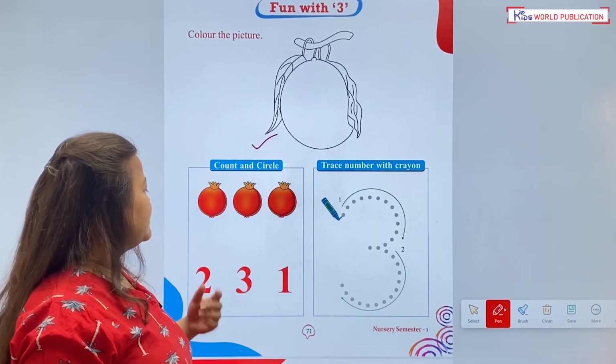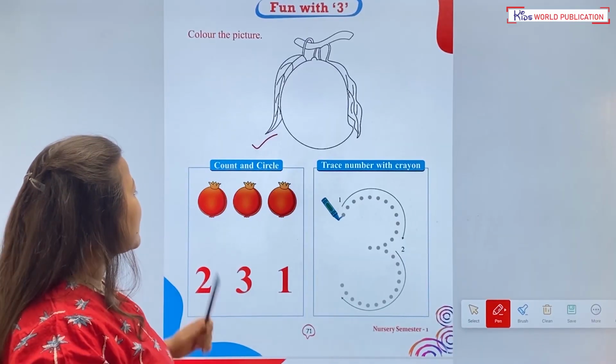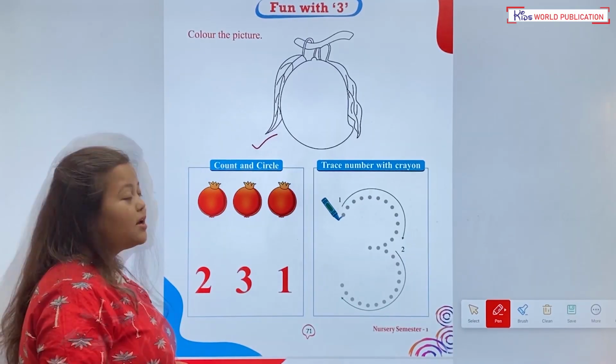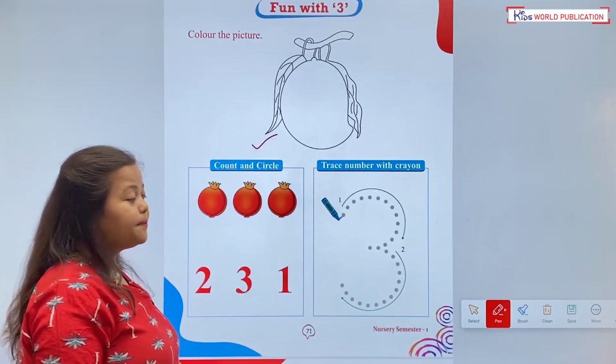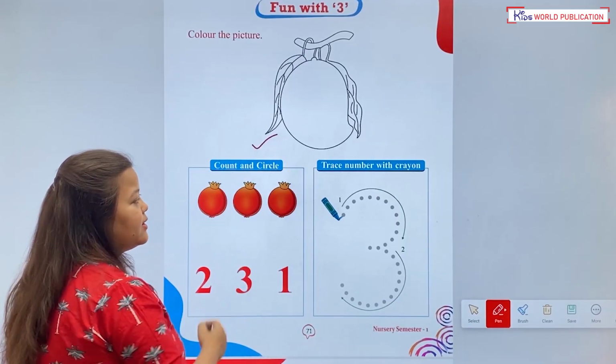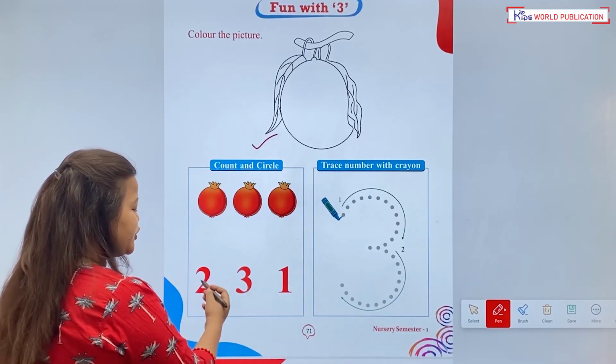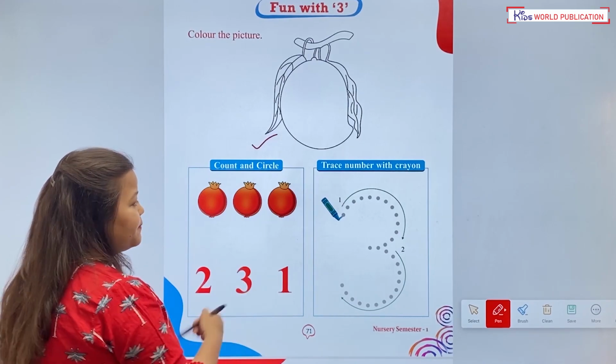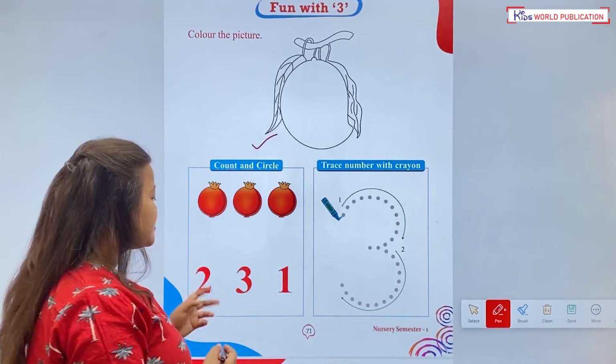Count and circle. So kids, you will count and then circle. How many pomegranates are here? 1, 2, 3. There are 3 pomegranates. 2, 3, 1. So the correct answer is 3.